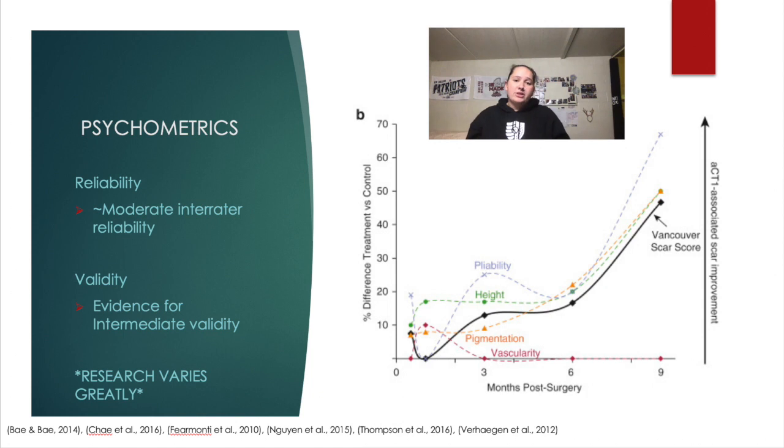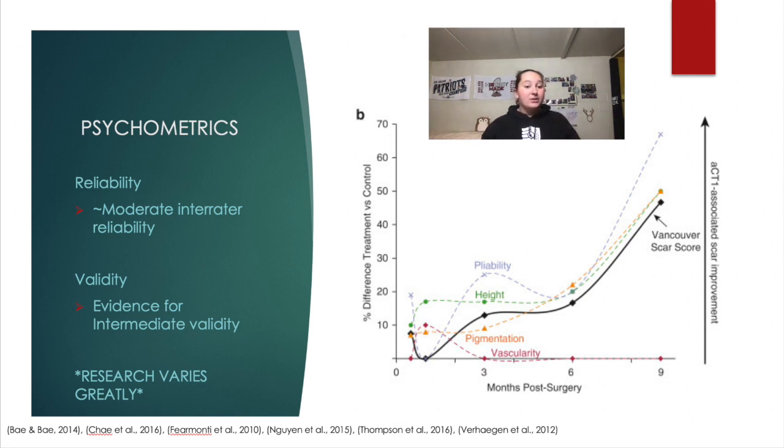So the psychometrics of the Vancouver Scar Scale, I've seen a lot of things in looking at this. It's been around the longest of the scales that we're going to look at. So there's a lot of people who really champion it and a lot of people who are like, I don't really know about it. So you'll see that I said the research varies greatly.